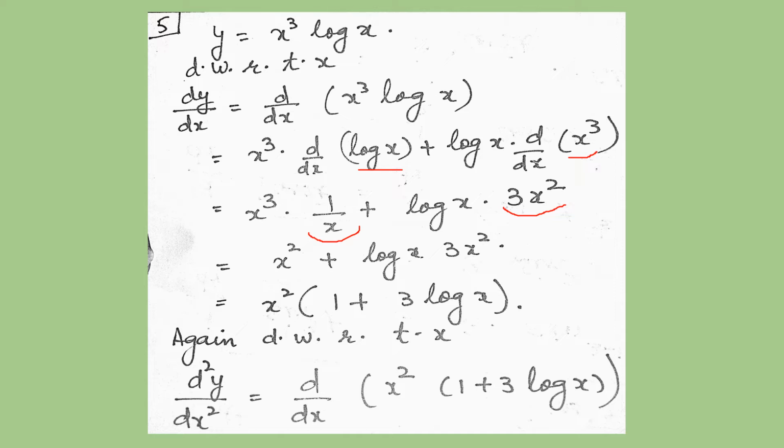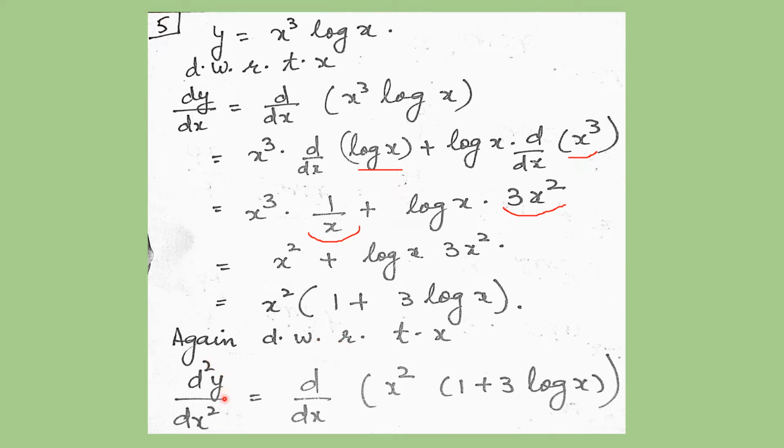Now if you see carefully, this is x cube into 1 upon x. This can be rewritten as x square, plus log of x into 3x square. Right, now here also x square, here also x square. Please take x square common. You will be left with bracket starts 1 plus 3 log of x. So what you calculated here was dy by dx, which is the first step. Now the second step states that again differentiate with respect to x.